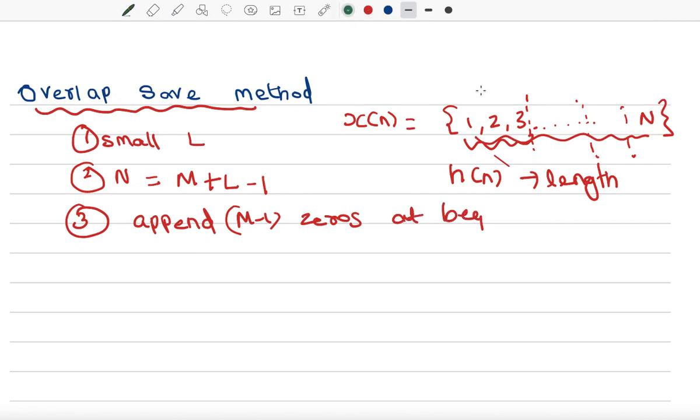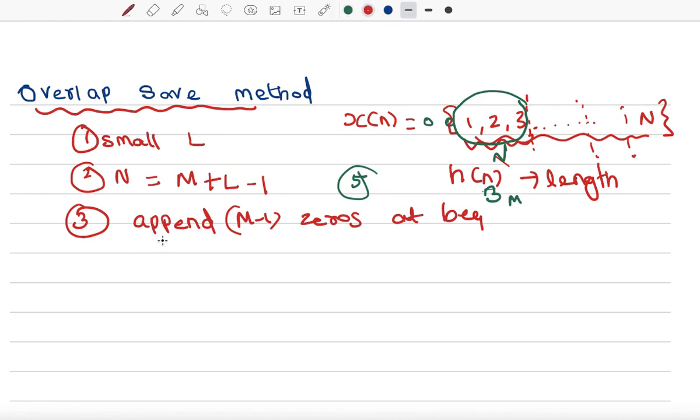Consider the same example. If the sub-block length L is 3 and the length of h of n is also 3, what's the new length? N equals M plus L minus 1, that is 3 plus 3 minus 1, so the new length equals 5. To make the length 5, we append 2 zeros before this block to make the length N equal to 5.